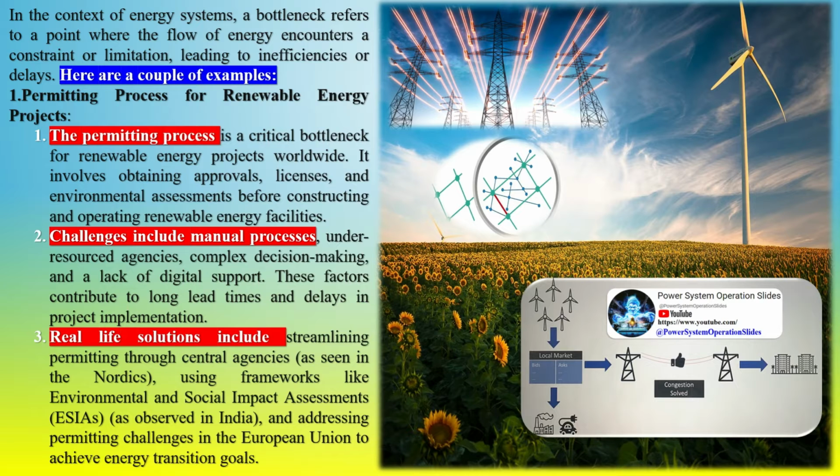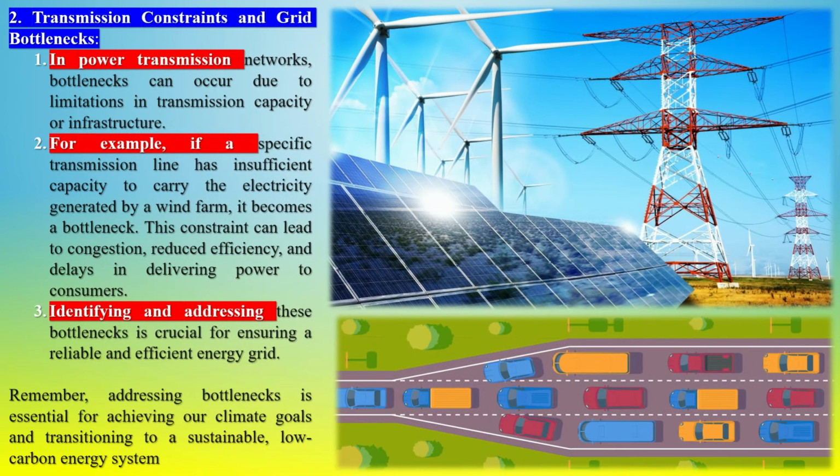Examples of bottlenecks in energy systems. Fuel supply constraints. In fossil fuel-based power plants, the availability and reliability of fuel supply can be a bottleneck. For instance, natural gas. If a gas-fired power plant relies on a single pipeline for natural gas supply, any disruption or maintenance of that pipeline can lead to reduced power generation. Coal. Coal-fired plants face bottlenecks if there are delays in coal deliveries due to transportation issues or labor strikes.